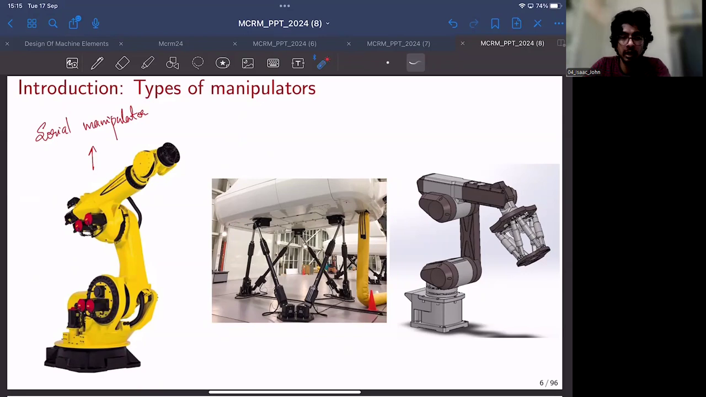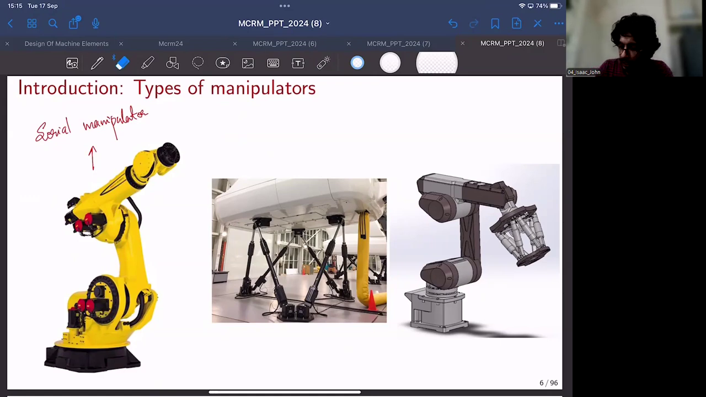But in the case of a parallel robot, since the moving masses are, most of the time, fixed to the base, or if they are moving, they are very close to the base, their moving inertia is very low, and as a result, their accuracy would be very high.